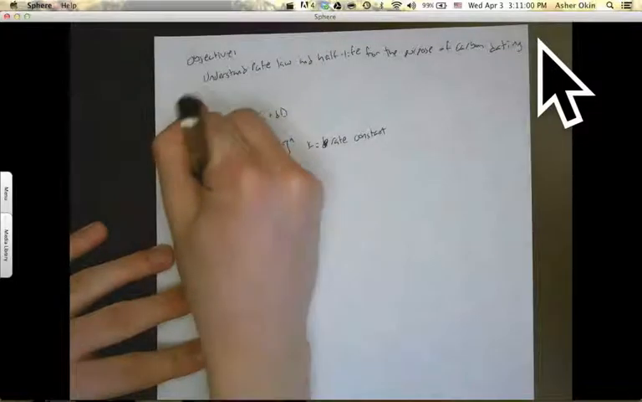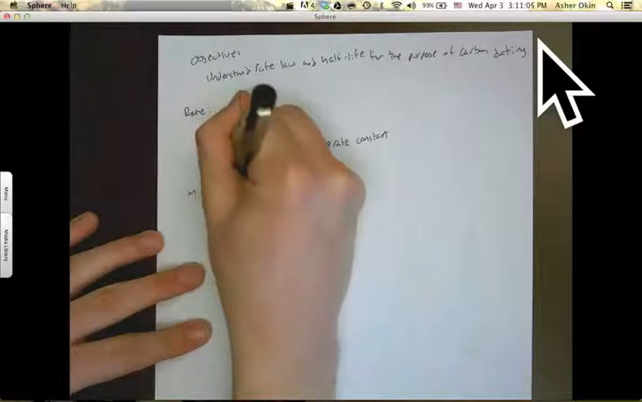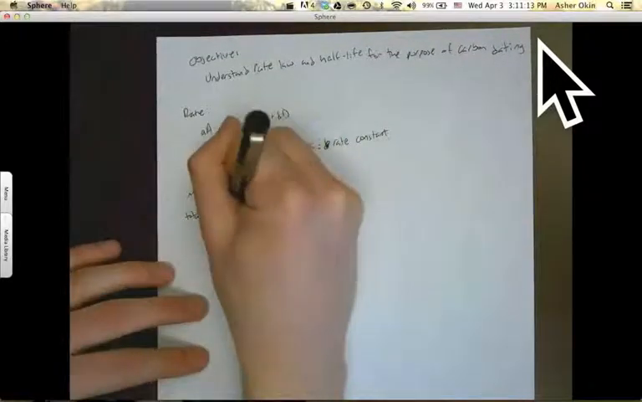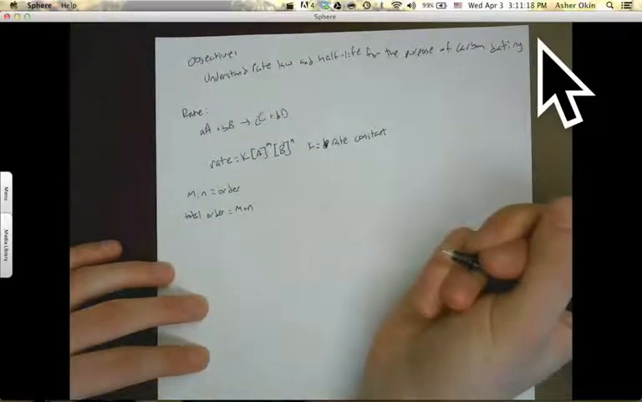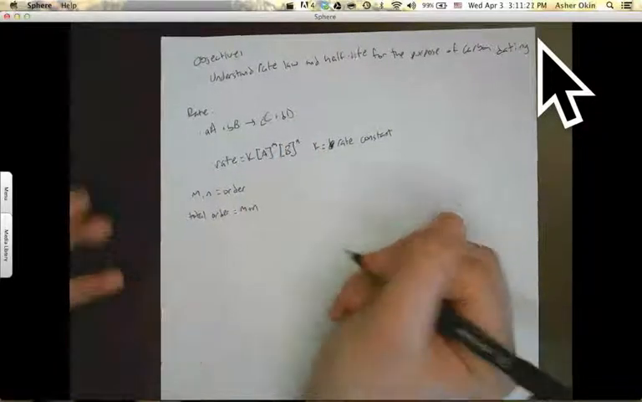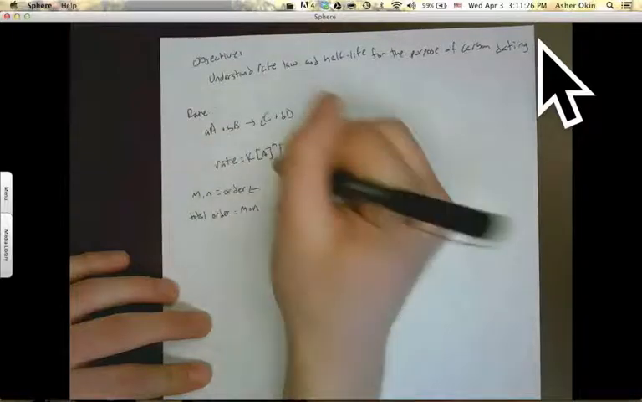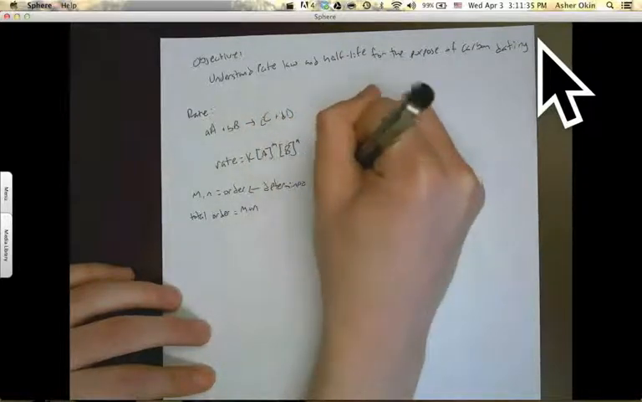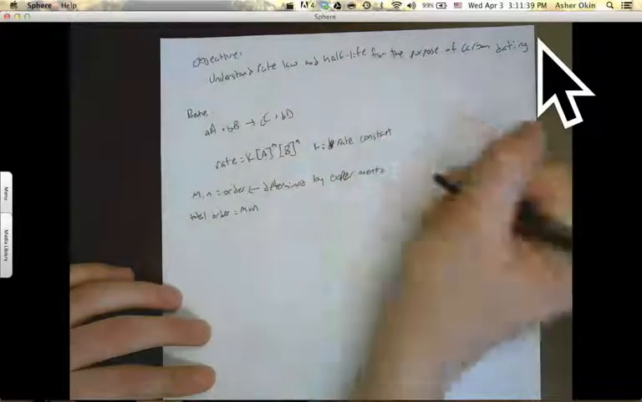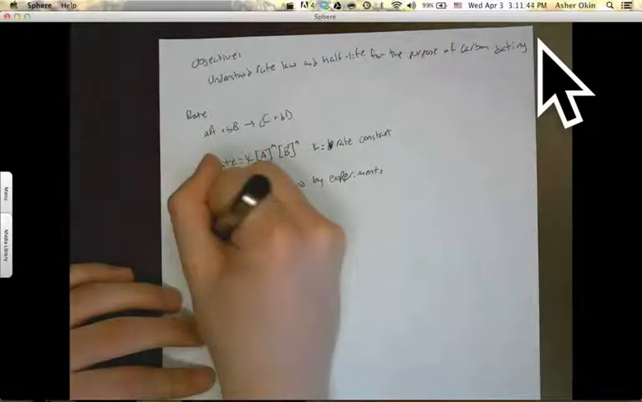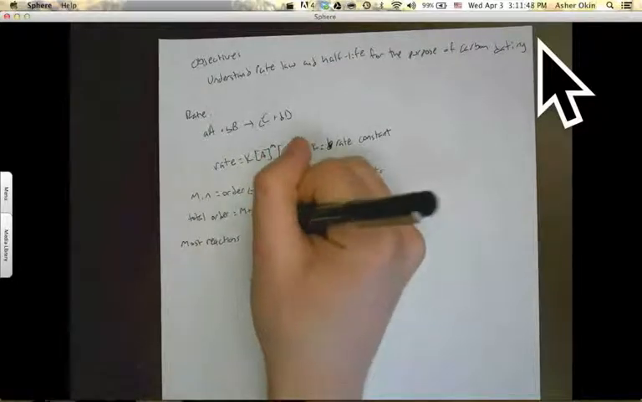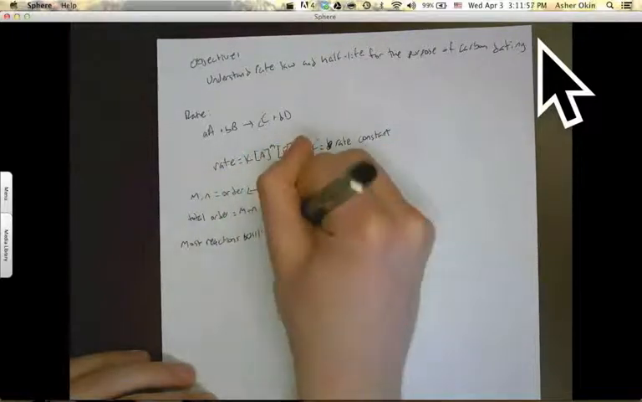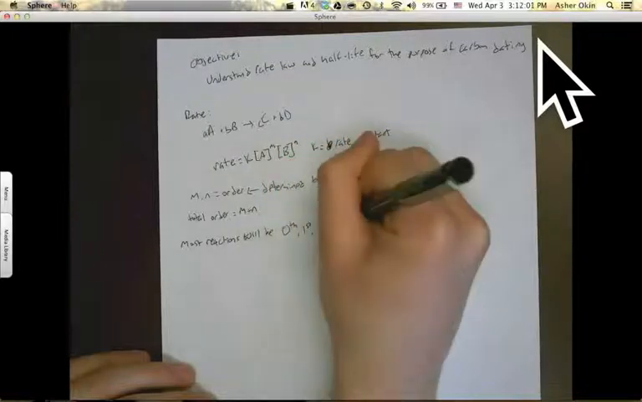And m and n are just the order of each concentration. So to find the total order of the rate law, we're just going to add those two together. The only way that we know to determine what m and n are is by experiment. So these are determined by experiments. Most of the reactions that we are going to cover will be either the 0th order, the 1st order, or the 2nd order.